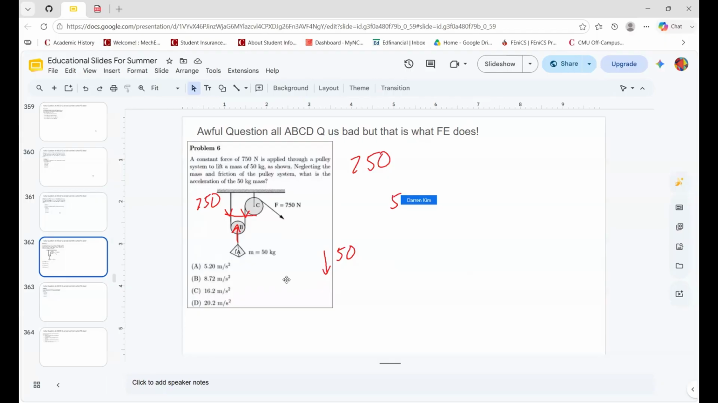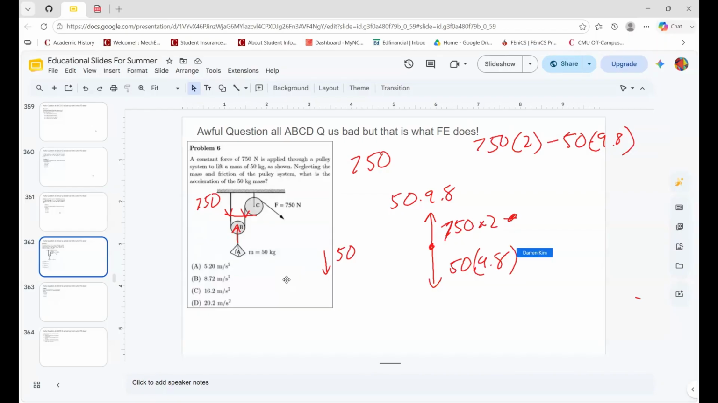So 50 multiplied by 9.8 is what? I don't know. Get the calculator out. Well, we can just show you what I'm thinking of. Over here is 750 times 2, right? So it's 750 times 2, and then we're going to do minus 50 times 9.8. So 750 multiplied by 2 minus 50 multiplied by 9.8, and that equals ma in the a direction. So you have to divide by m, which is 50.